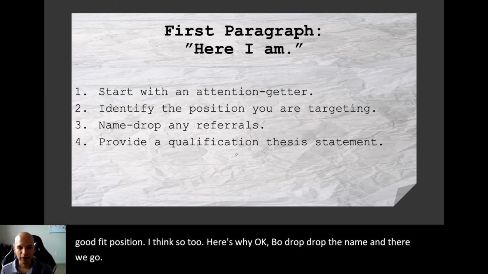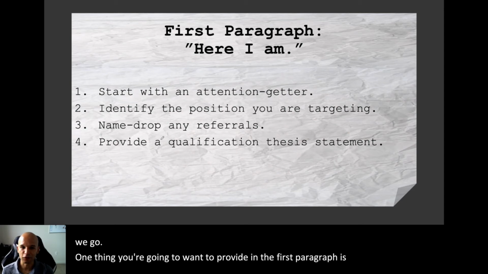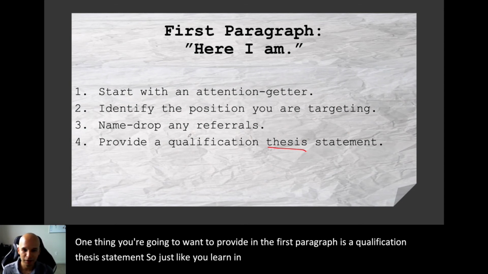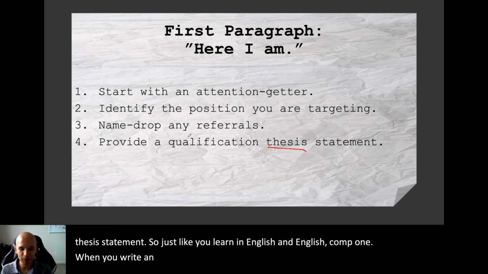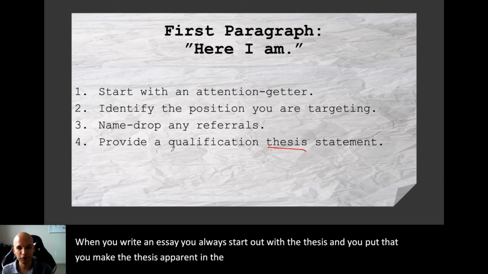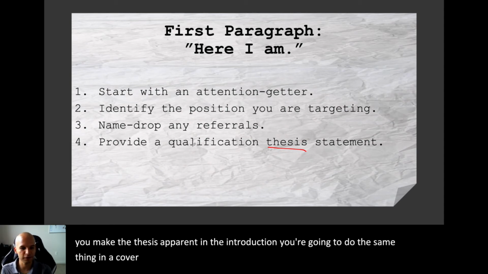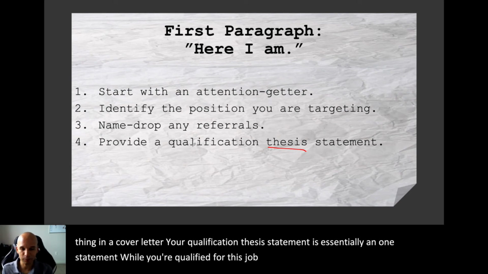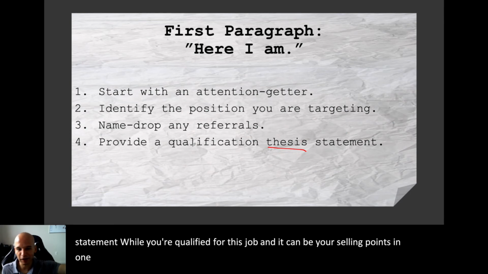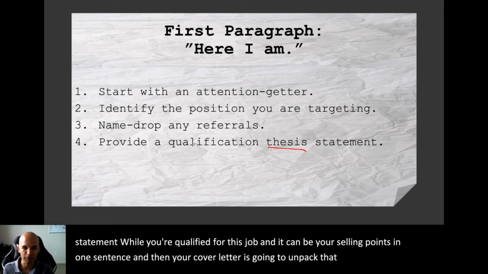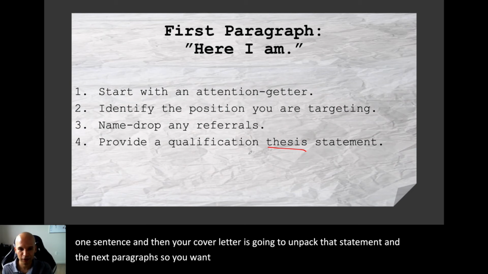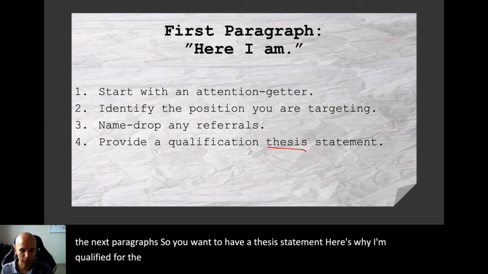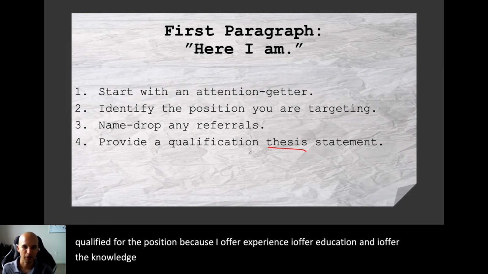One thing you're going to want to provide in the first paragraph is a qualification thesis statement. Just like you learn in English Comp 1, when you write an essay, you always start out with the thesis, and you make the thesis apparent in the introduction. You're going to do the same thing in a cover letter. Your qualification thesis statement is essentially, in one statement, why you're qualified for this job. It can be your selling points in one sentence. And then your cover letter is going to unpack that statement in the next paragraphs. So you want to have a thesis statement. Here's why I'm qualified for the position, because I offer experience, I offer education, and I offer the knowledge to solve your problems. Okay, that's a thesis statement.